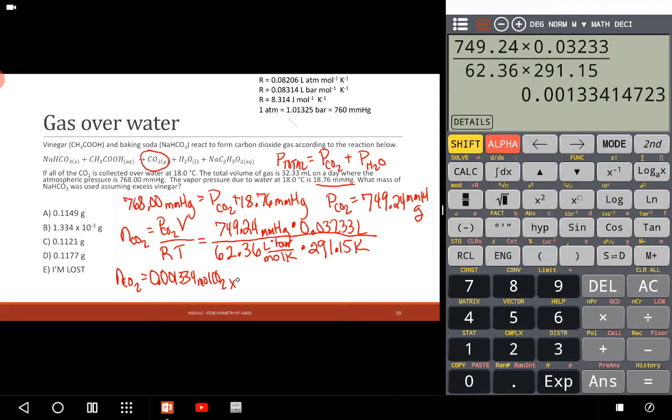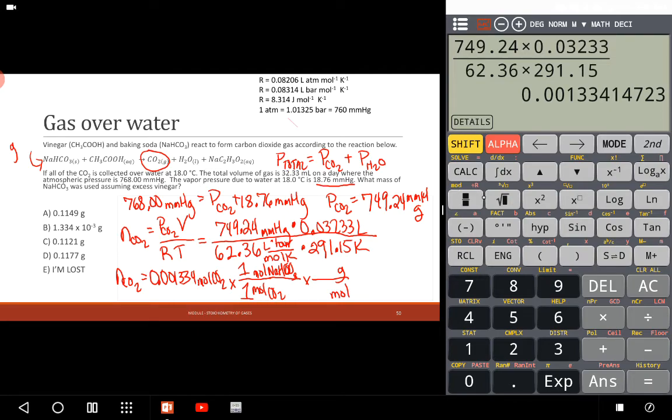But that's not what the question's asking for. The question's asking for grams of this compound. And so I have to back calculate. I now have moles of this. So now I have to figure out moles of that so I can get into grams. So I have to cancel out my moles of CO2, get into moles of sodium hydrogen carbonate. That's messy. Use your imagination. One of each. And now I have to go from moles to grams of that sodium hydrogen carbonate.